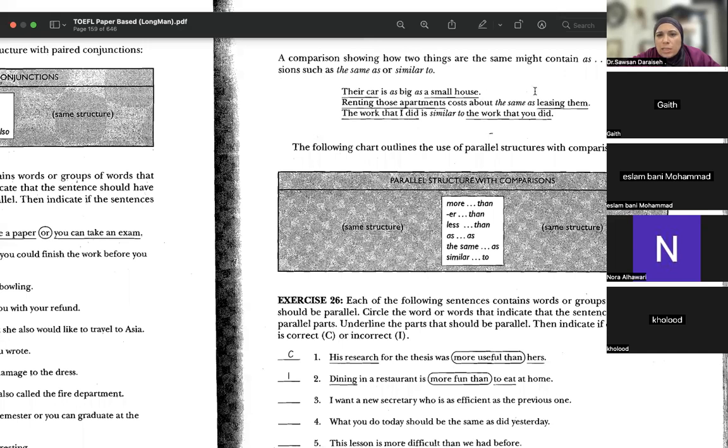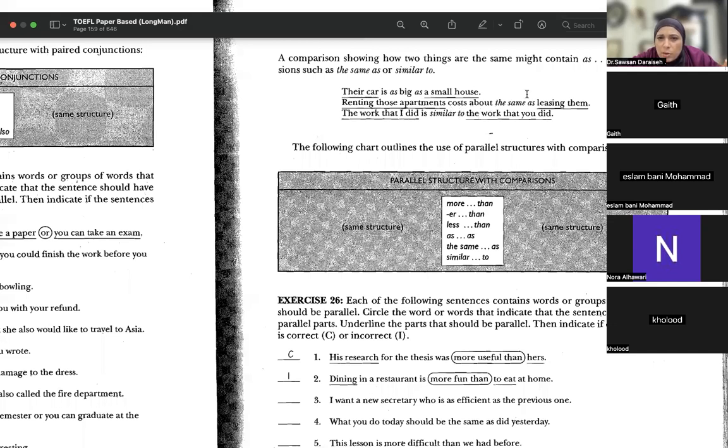Look at this sentence, the second one after that. Renting those apartments. What is this? Renting those apartments, the process of renting those apartments. Renting those apartments costs, cost meaning their price, about the same. We use the phrase "the same" in the sentence. This is really the area where we're going to draw some kind of parallel structures, before and after. So renting those apartments costs about the same.